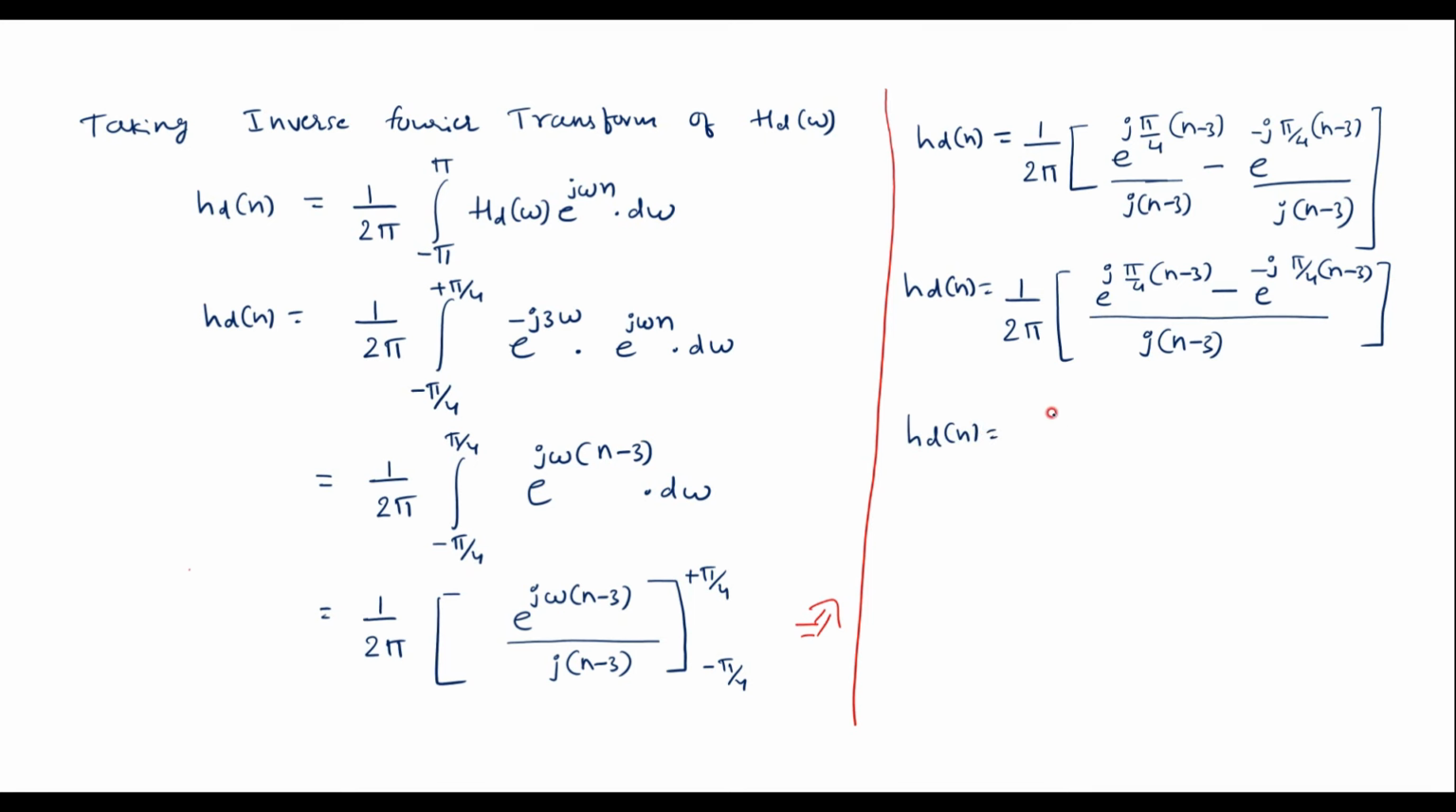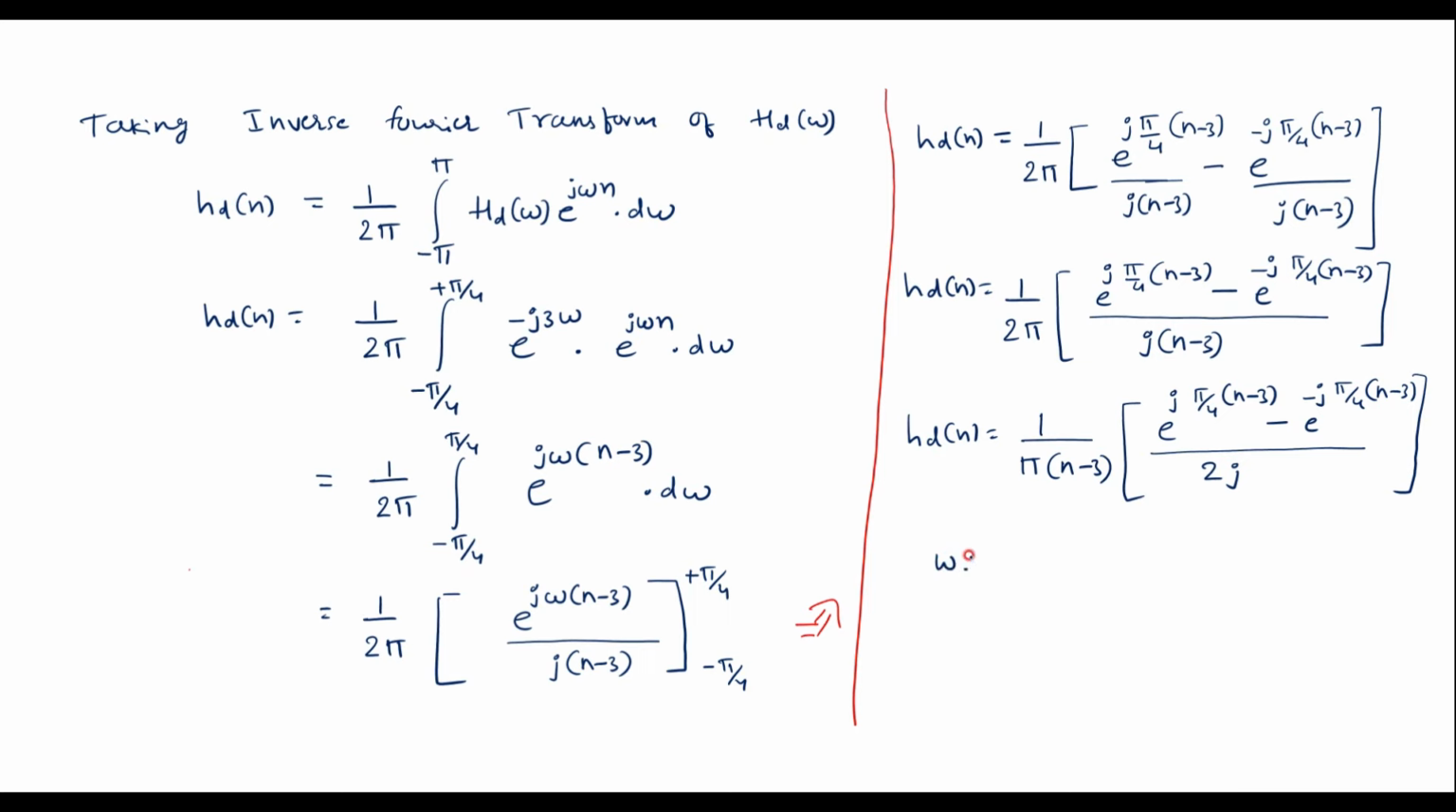hd of n is equal to, so here I'll take n minus 3 out of the bracket. I will write it as 1 upon pi. I will keep it as it is. I'll take this n minus 3 out of the bracket, and I will represent this 2 inside the bracket as 2j, and the numerator will be, I'll keep as it is, e power j pi by 4 of n minus 3 minus e power minus j pi by 4 of n minus 3.